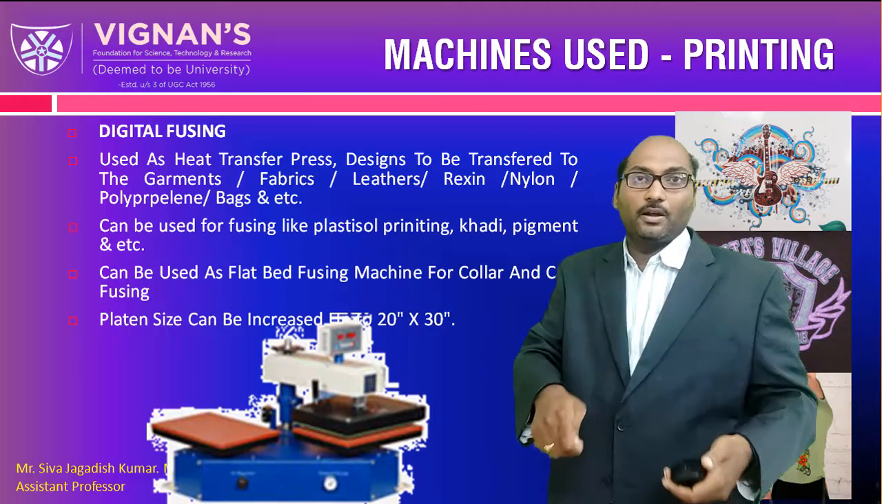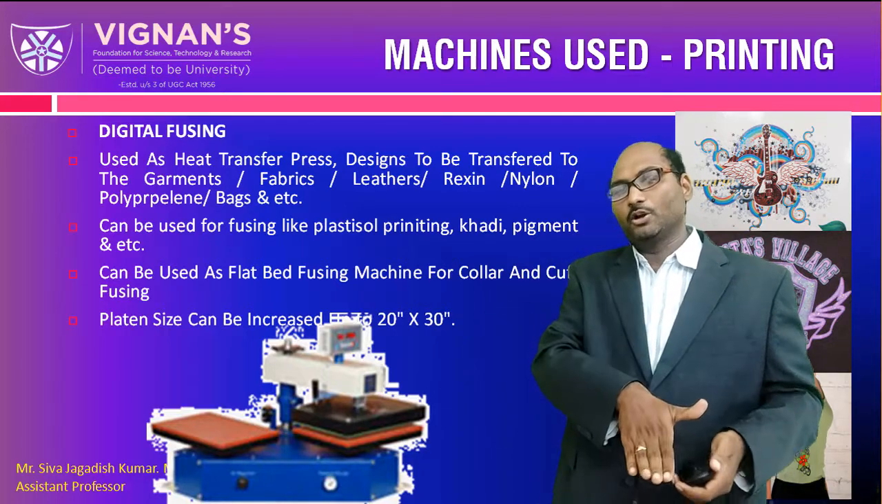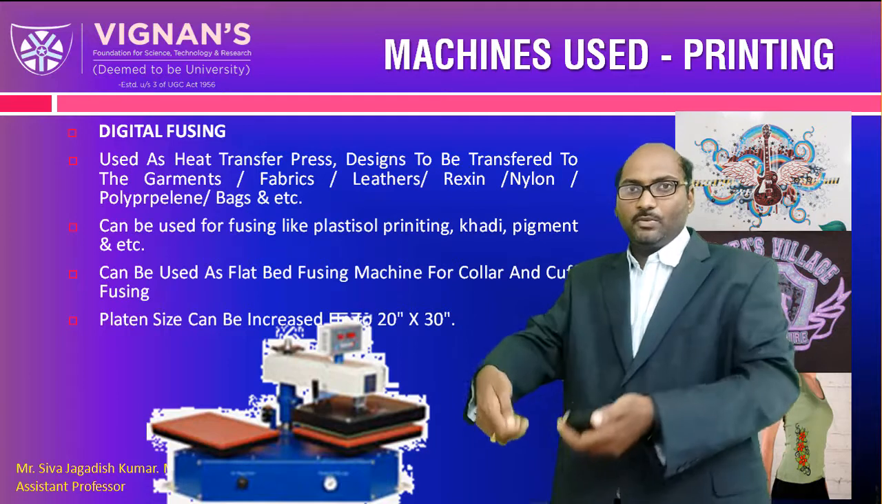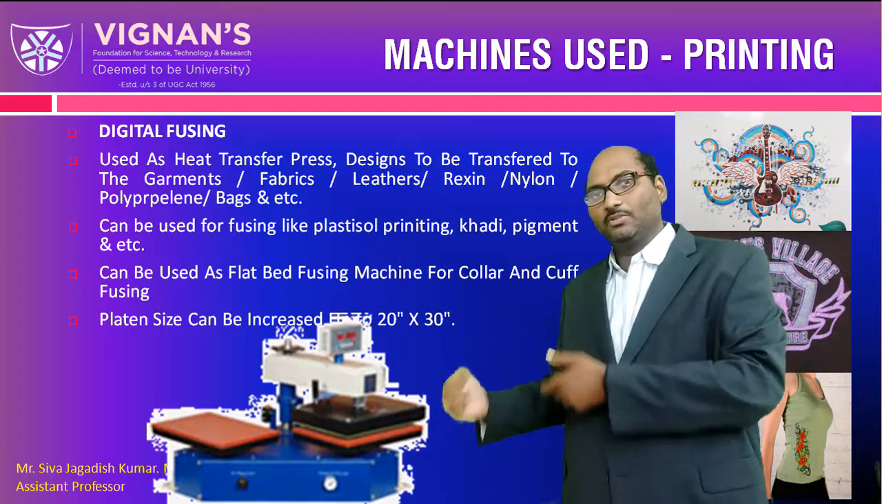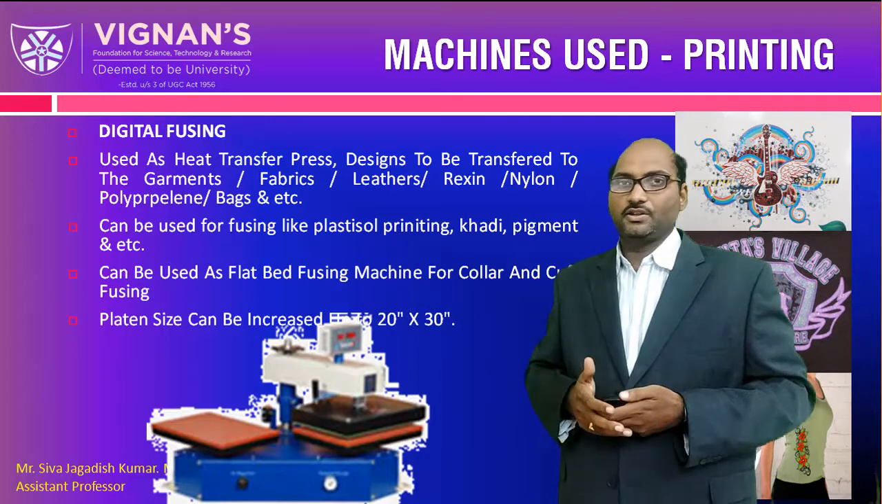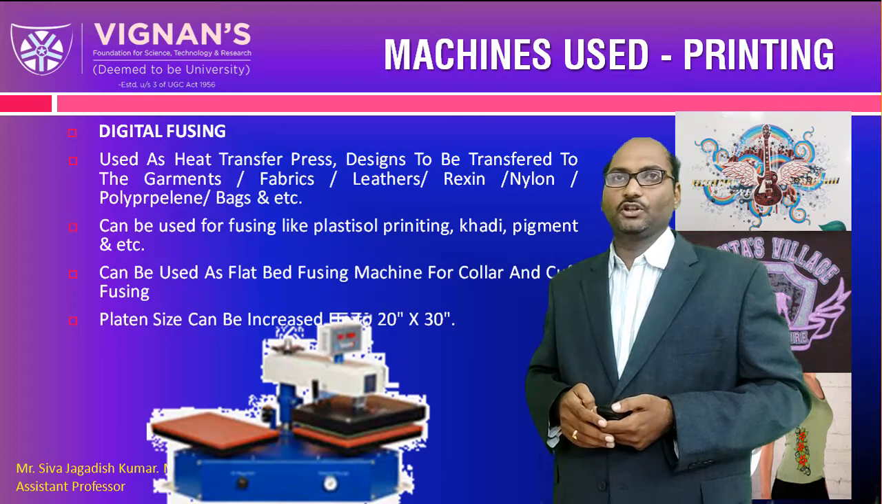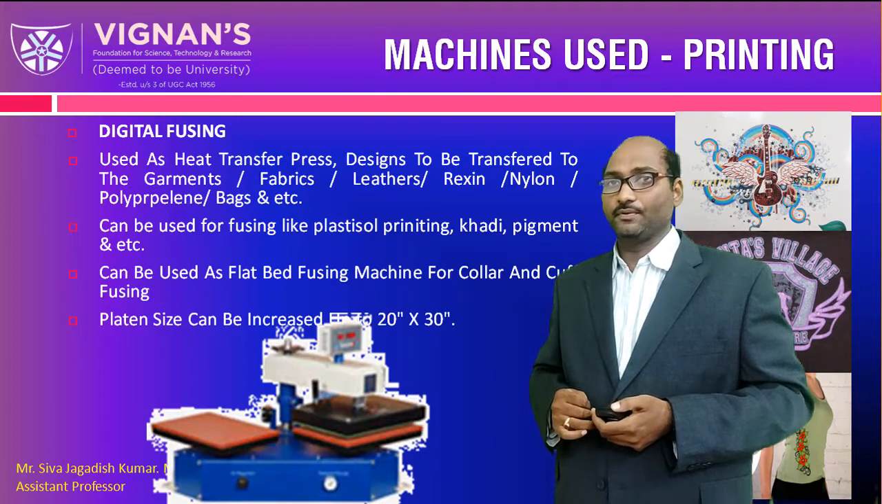So the operator will make it ready, and once it is done, when he presses it, it will come on to the other one. By that time he will remove the already fused garment and place another one. So while the heat is being applied on the other press, the two presses will be functioning. This is known as a tandem digital fusing press.